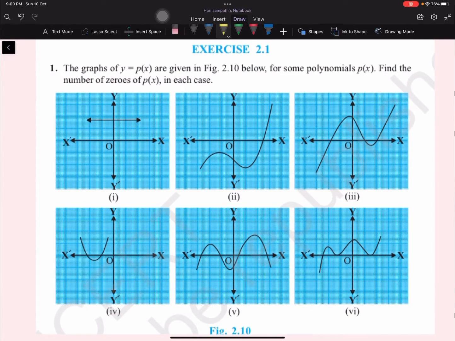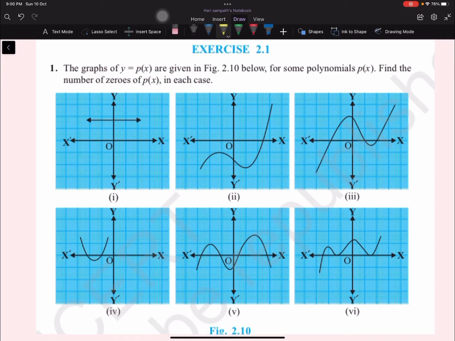Today we are going to be doing exercise 2.1. It's very easy. We have to find the number of zeros, and it's very easy. I told you in the introduction, if this is a graph, the number of times it cuts the x-axis or touches it is the number of zeros, and that is what they asked us to find in the question also. Find the number of zeros in each case.